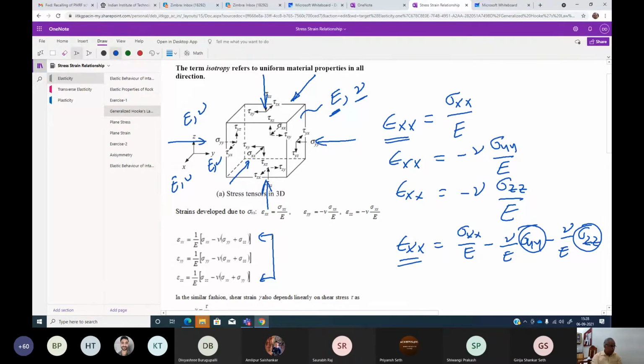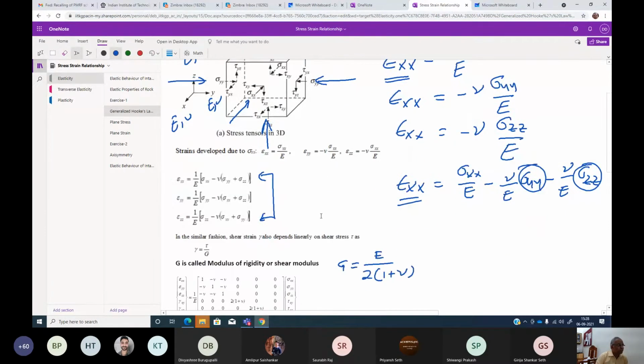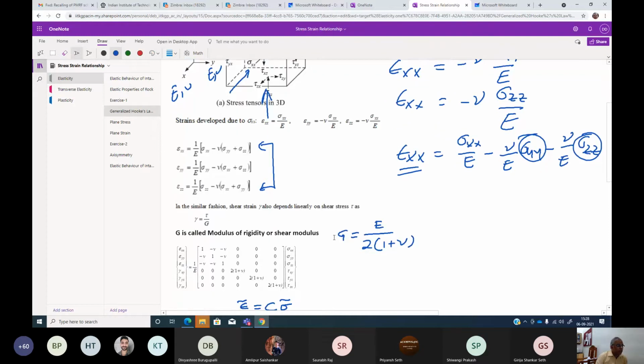Now, what happened to shear strain? In the book, it is given how to prove that. Shear strain is simply related to the shear stress by a modulus called modulus of rigidity, or some people even call it shear modulus. G is also called shear modulus or modulus of rigidity.